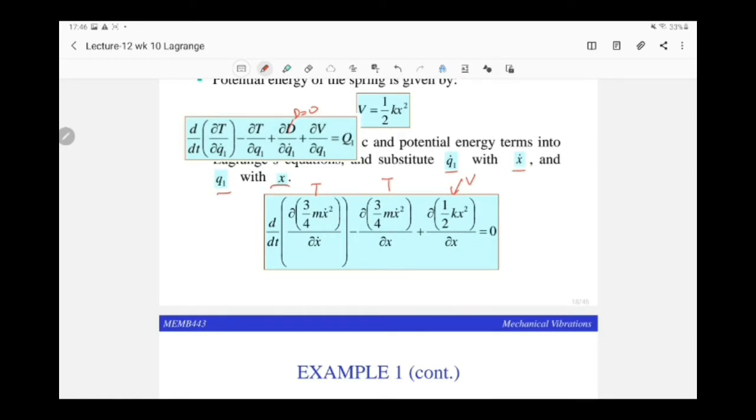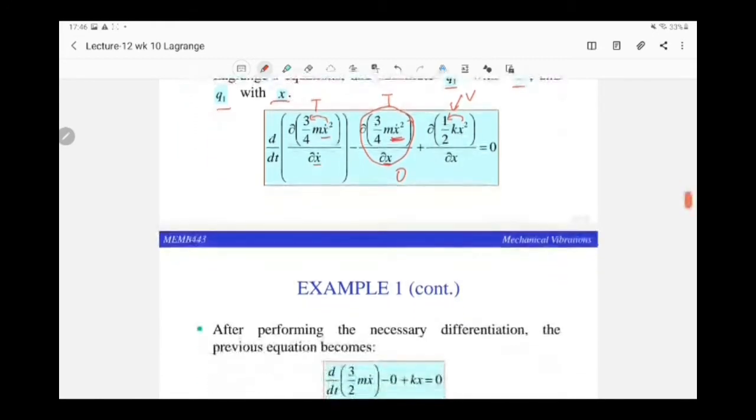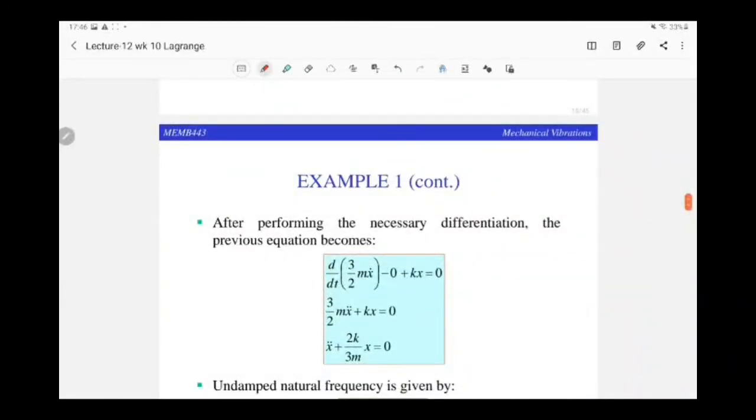What you need to do is just take the partial derivative here. So easy: 2 times three-quarters m x dot. Same here, this is x dot, so basically this term is going to go to 0 because there's no x term here. It's just x dot, you have to look for x, so that term is 0. And this is easy: 2 times half kx. So that's how you get this equation.